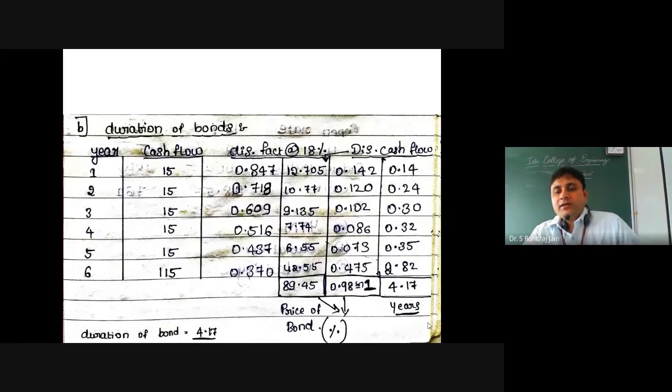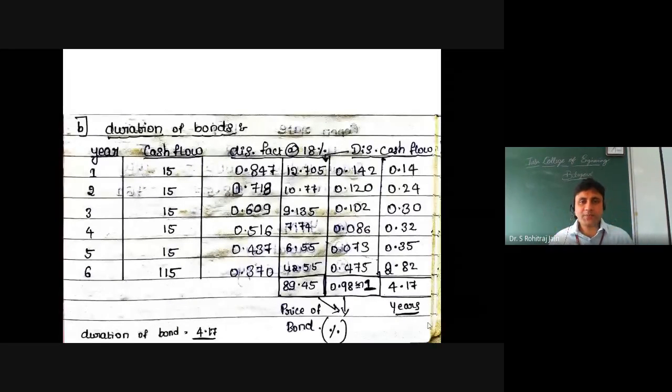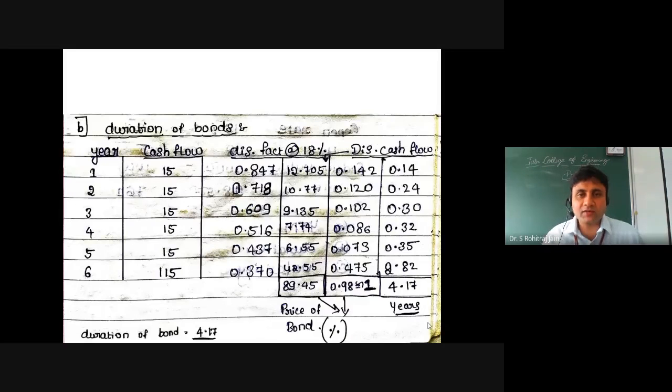I get 2.82. So if I add the last column, if I summate the last column, the value I get is in years. That is the duration of the bond. Let me explain this problem once again, so that for the next problem, I want everybody to solve it, okay? Let me go to the C component, and then I'll explain this problem.